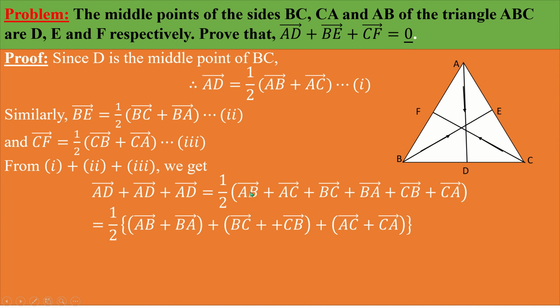Now take AB vector plus BA vector inside a bracket, also BC plus CB, also AC plus CA. But we know AB vector plus BA vector equals 0 vector, as BA is equal to minus AB vector, so plus AB vector minus AB vector equals 0 vector. Similarly the others equal 0 vector, so 0 vector plus 0 vector, and finally this equals 0 vector. Proof is complete. Clear?